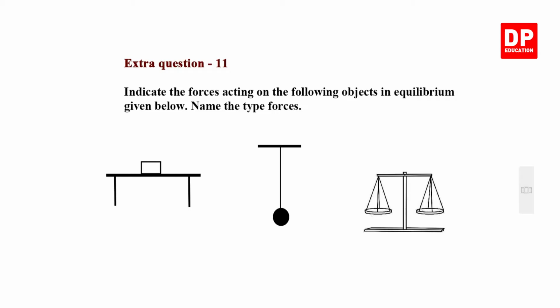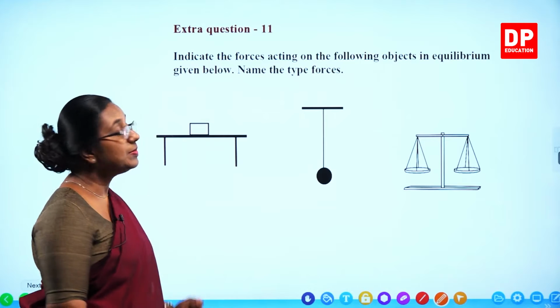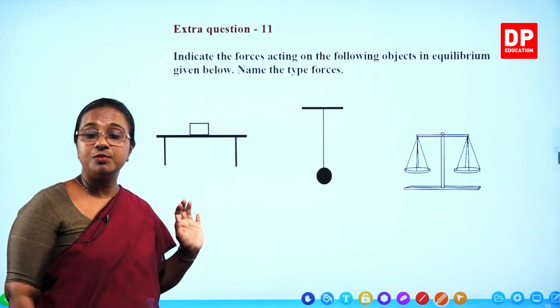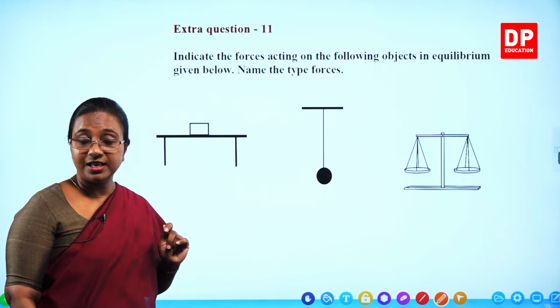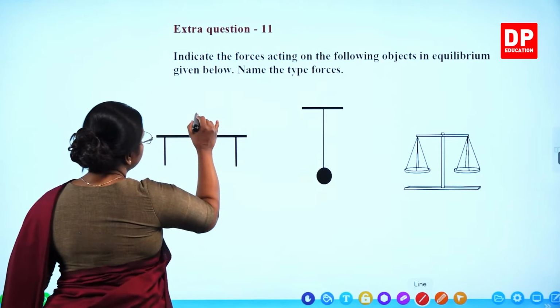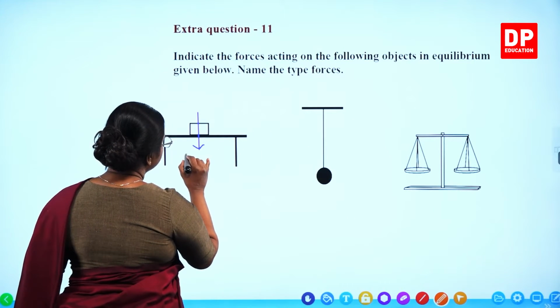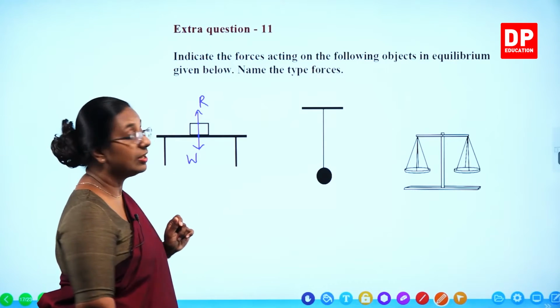Extra question 11. Indicate the forces acting on the following objects in equilibrium given below. So all the three objects are in equilibrium. Name the type of forces. So if we take the first diagram, we have come across almost all these examples. The first one, an object placed on a horizontal table. So what are the two forces acting on it? If you mark the two forces, the weight of the object and the normal reaction or the perpendicular reaction.